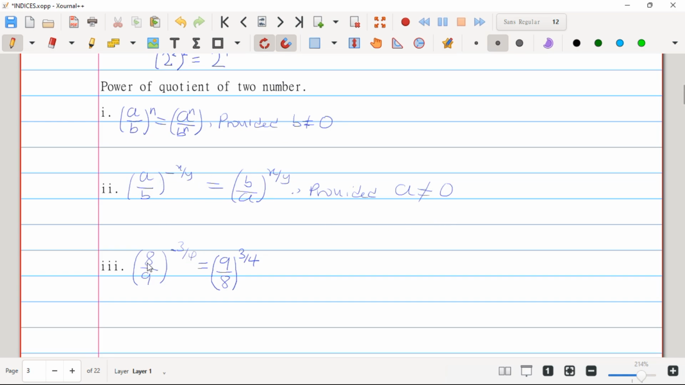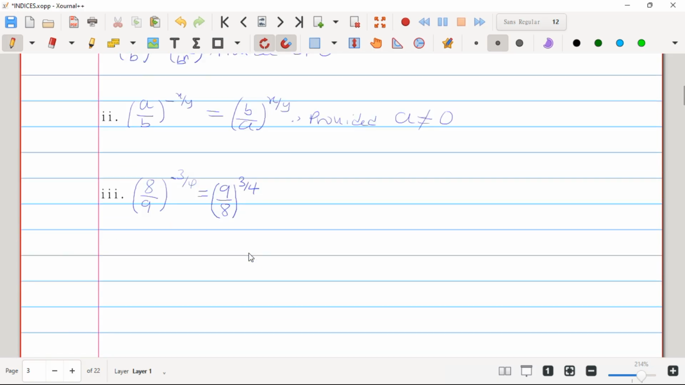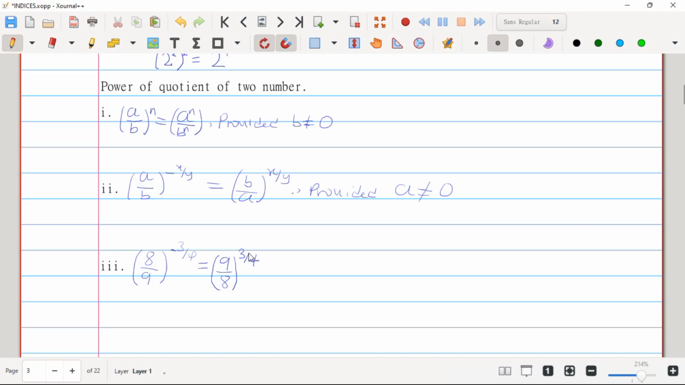So this is an example. We have 8 divided by 9 raised to the power negative 3 divided by 4. We are going to just rotate it, reciprocate it. We are going to have 9 divided by 8 raised to the power 3 divided by 4. So these are the laws of indices.